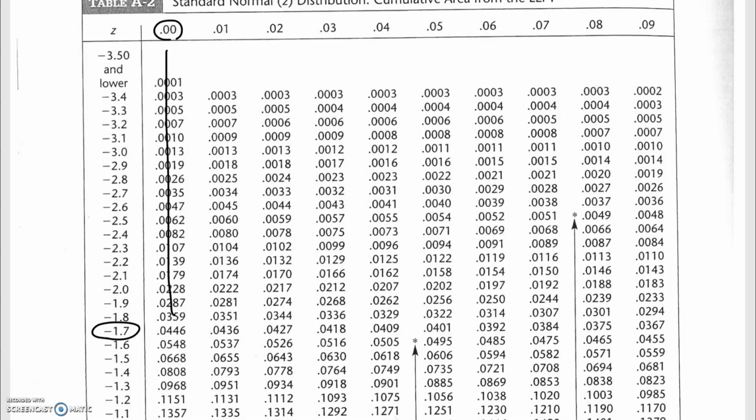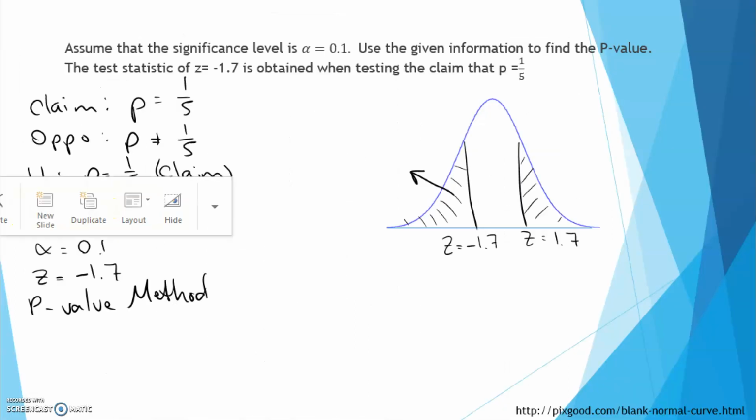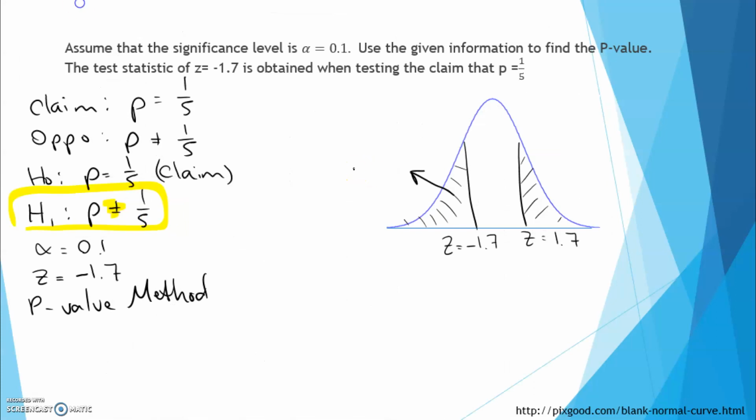Okay, so that will give me 0.0446. Okay, don't stop right there. That is not my p-value. We would also have another area over here. This would be 0.0446. Now, I could add those two numbers to each other, or I could take this number and multiply it by 2. Either way, you're going to get the exact same answer.